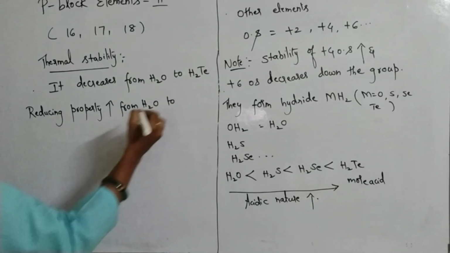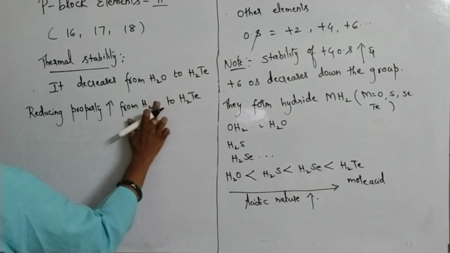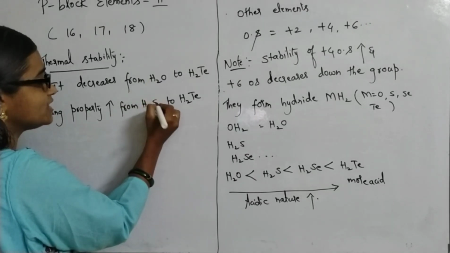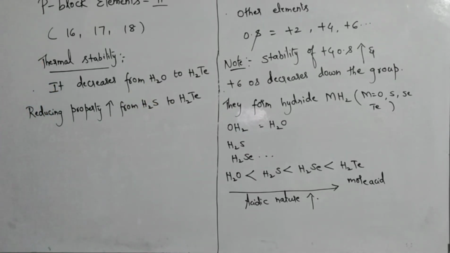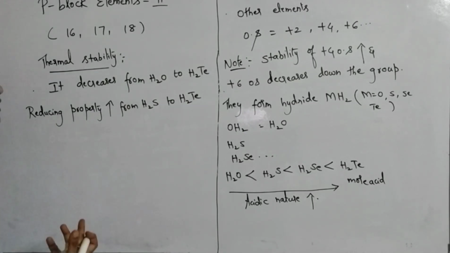Now, instead of going directly with water, better you go with H2S. H2S reducing property will be high, and H2Te reducing property will be even higher. So reducing property increases from hydrogen sulfide to hydrogen telluride. And next, they form oxides of type MO2 and MO3.